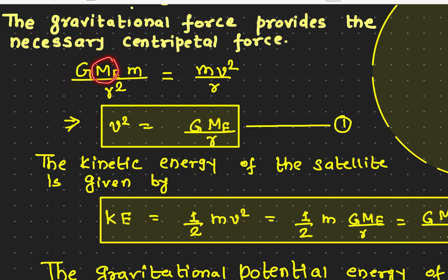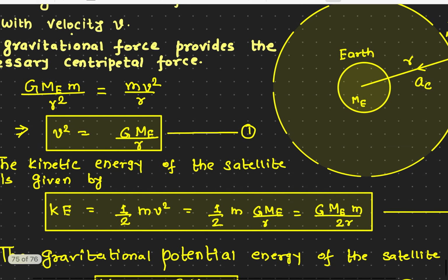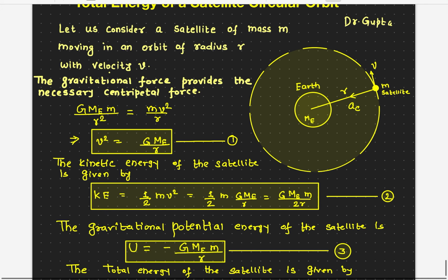Here Me is the mass of the Earth, m is the mass of the satellite, and r is the distance between the Earth and the satellite. Whenever we measure the distance between two objects, it must be measured from the center to the center, from the center of the Earth to the satellite. That's the r. m is the mass of the satellite, because only the satellite moves. The Earth does not move at all. There must be a slight fluctuation, but insignificant. V is the orbital speed of the satellite, and r is the distance between them.